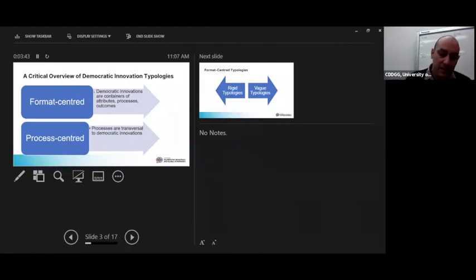as a container of attributes, process and outcome. Here, for example, Smith characterized the formats of popular assemblies, mini-publics, participatory budgeting, direct legislation, and e-democracy, while Elstub and Escobar themselves distinguish the formats of mini-public, participatory budgeting, referendum, or collaborative governance. The second way to categorize democratic innovation is a process-centered approach, which focuses on process. Processes are transversal to democratic innovation. Here, for example, Brigitte Geissel specifies the deliberative procedure, the direct procedure, and the cooperative governance procedure.